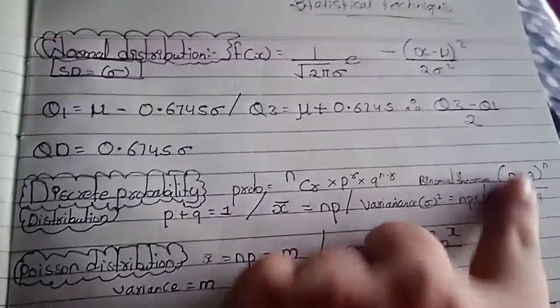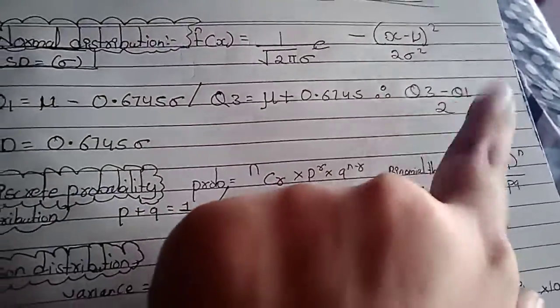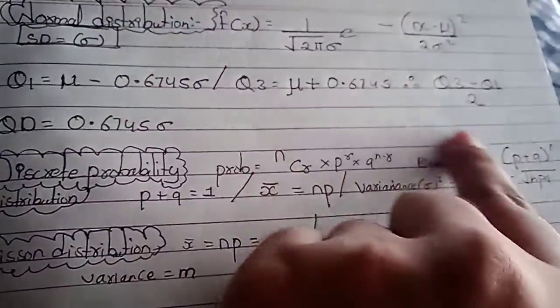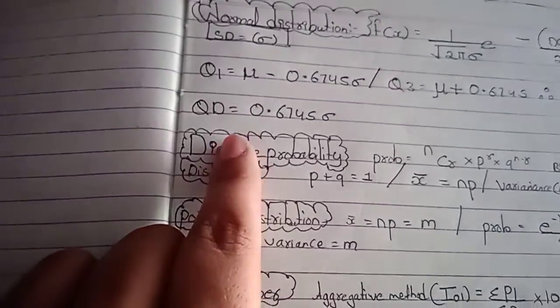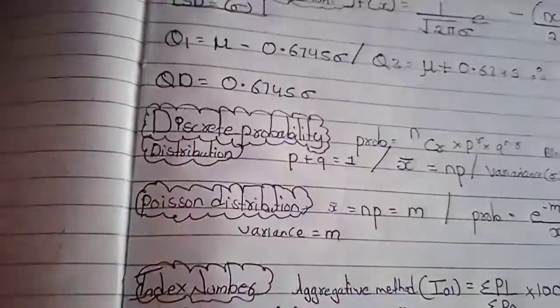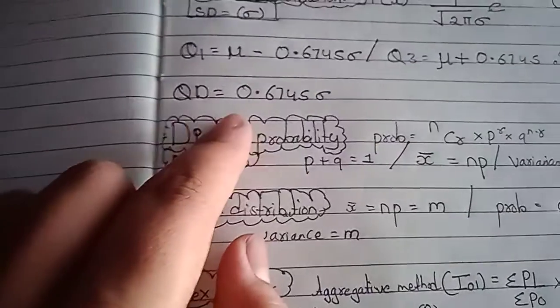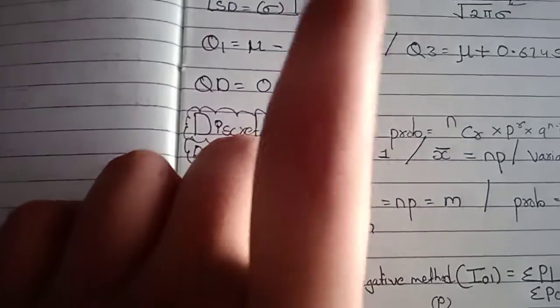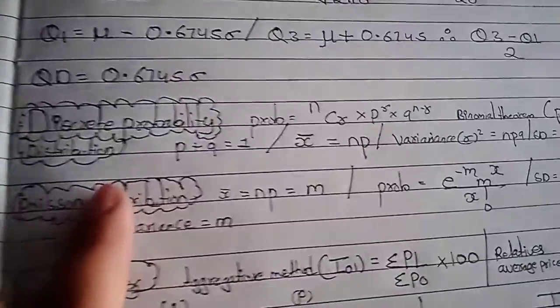For finding Q2, you do Q3 minus Q1 upon 2. By finding this and this you will get the formula, and with it you can find the median, which means Q2. Sometimes you have to find QD directly, not Q1 or Q2, that is, the quartile deviation directly. Then you have to use this formula: 0.67456 into the standard deviation. See it carefully. I have put it in a box so that you can know it easily. Now let's move on to another.